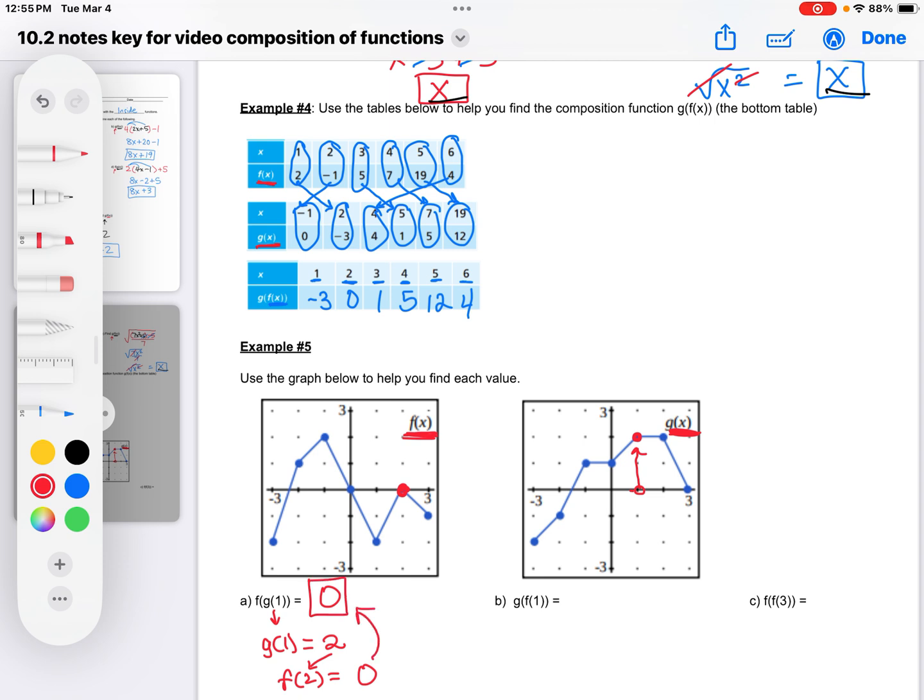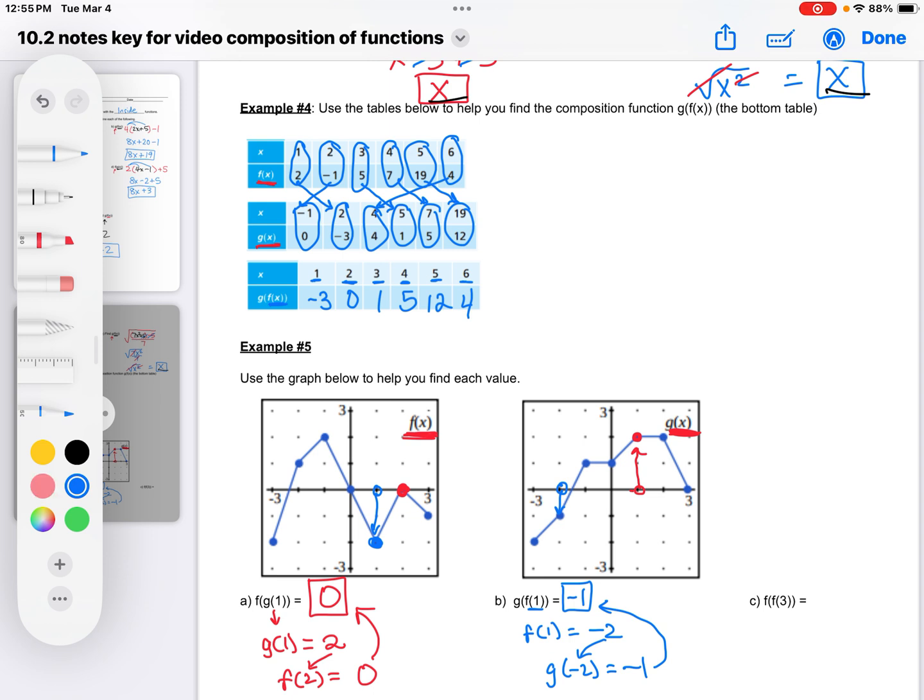All right, let's try another one. Okay, so f of 1, do that first. F of 1, I go to my f graph, look where x is 1, and on the graph I have an output of -2. So then I find g of -2, so I go to the g graph, look where x is -2, its output is -1. So then the answer to g of f of 1 is -1.